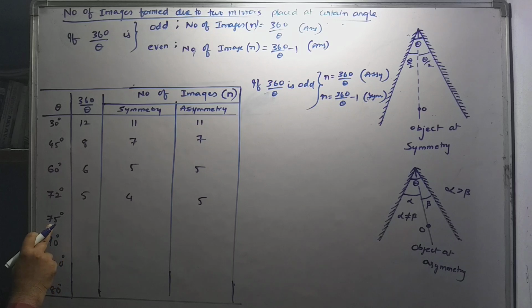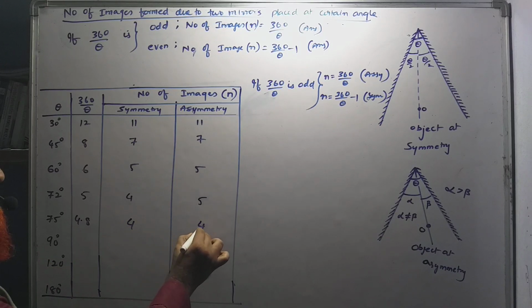Okay, so 75, if you consider, you are going to get 4.8, and 4.8 means the fifth image is not going to form here. So directly you can write 4 and 4 in this case.